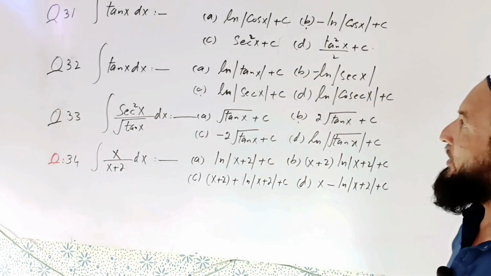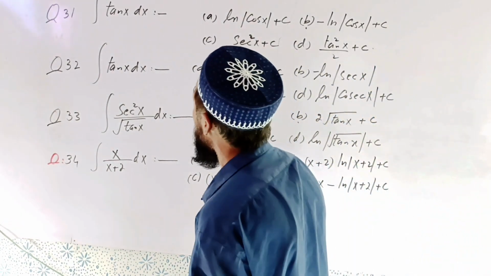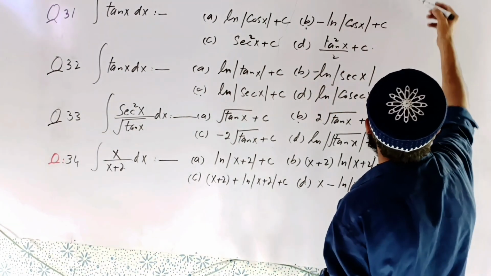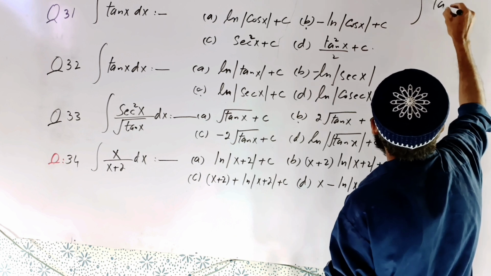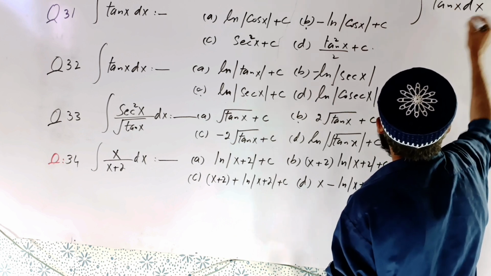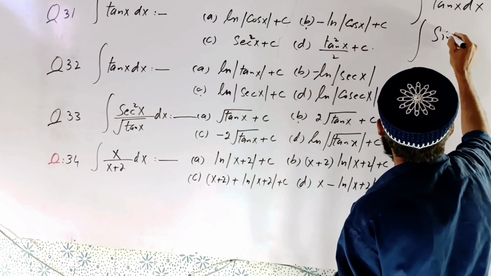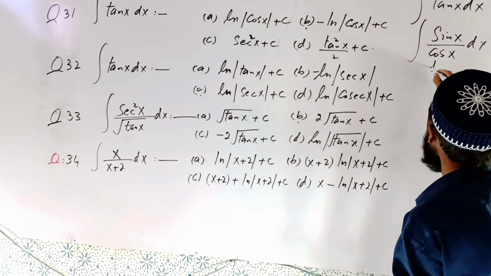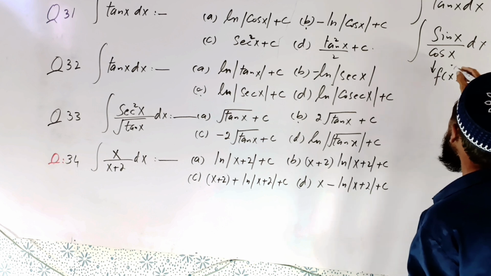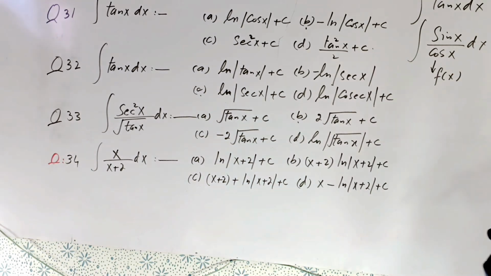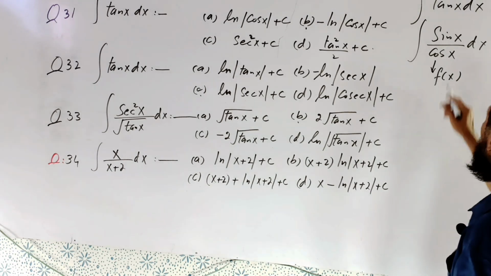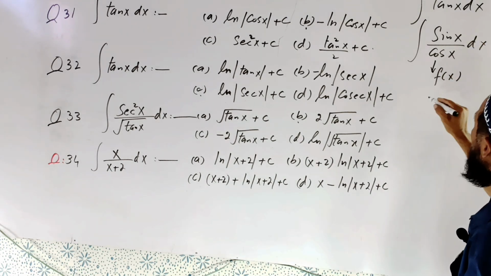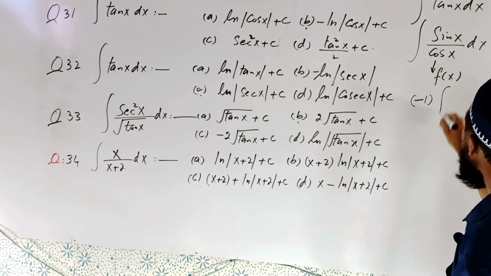Question number 31, integration of tangent x dx. According to the formula of integration, we can write integration of tangent x dx, that is sin x divided by cos x dx. So this is the function, and its derivative must be present here. The derivative of cos x is equal to minus sin x. So it means that here we multiply by minus 1.